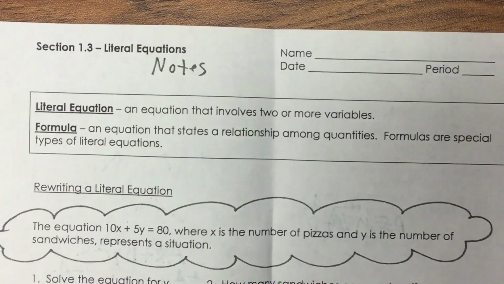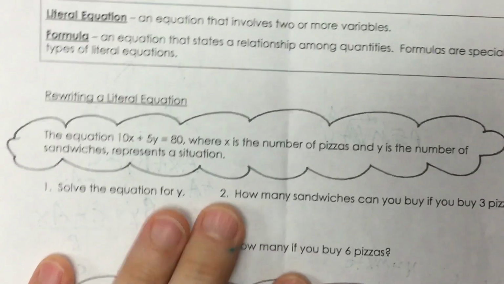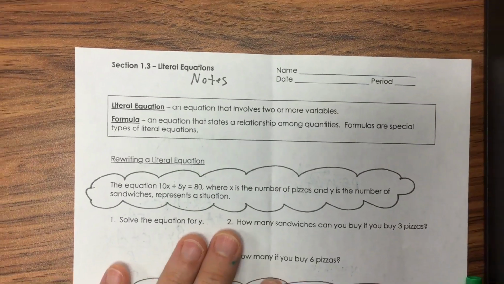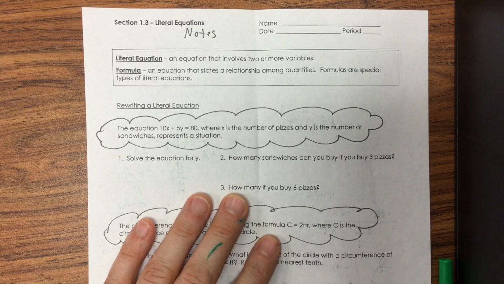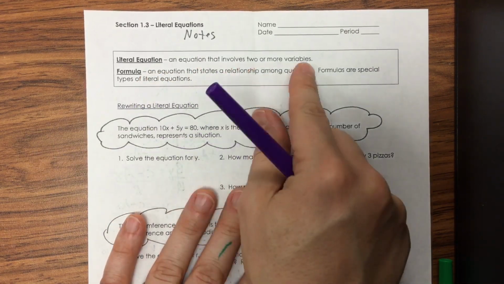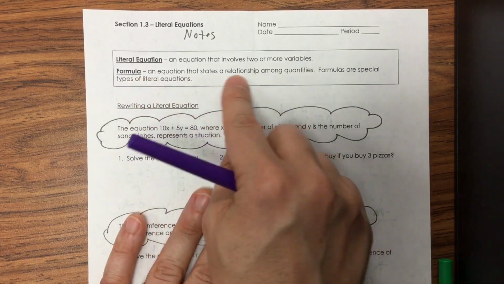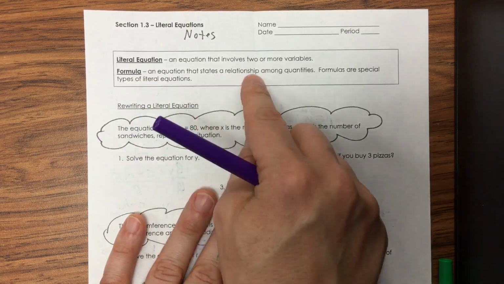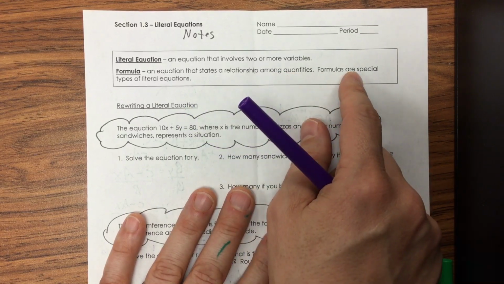Not all literal equations even have x and y. Some of them do. Here's one that does have x and y, but it gives you a little word problem situation. So this was the definition I gave you earlier. It's an equation that involves 2 or more variables. But a formula is an equation that's defining the relationship between different quantities. They may not have any numbers. It may be all letters. Okay, here's a quick example.